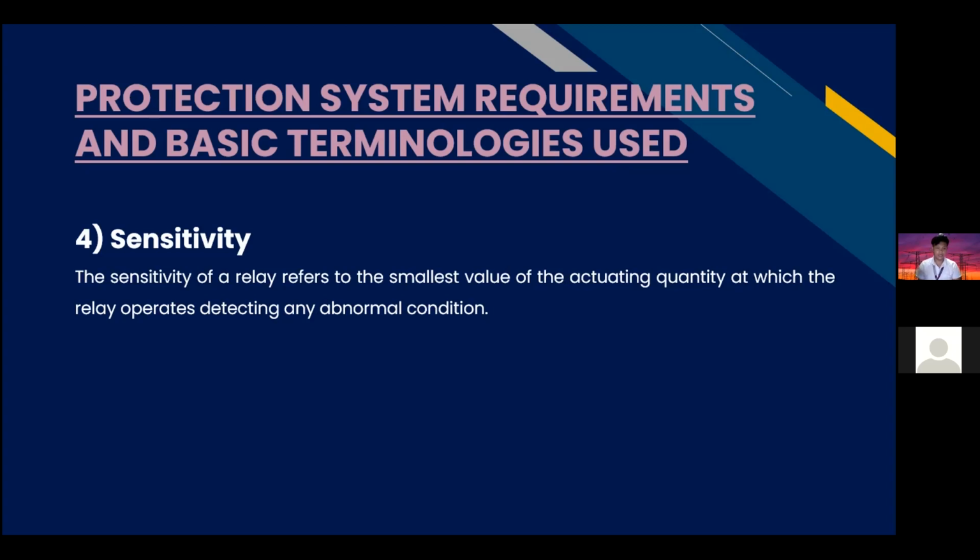For sensitivity, the sensitivity of a relay is related to the smallest value of the actuating quantity at which the relay operates, detecting any abnormal condition. In case of an overcurrent relay, mathematically, this can be defined as the ratio between the short circuit fault current and the relay operating current. The value I0 should not be too small or large, so that the relay is neither too sensitive nor too slow in responding.